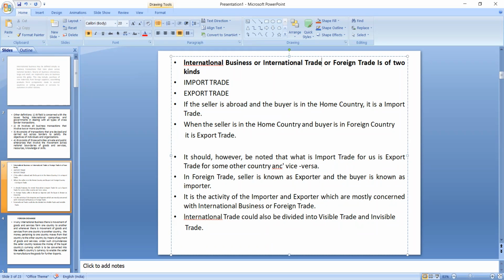So these two trades normally happen in business. It should be noted that what is import trade for us is export trade for some other country, and vice versa. In foreign trade, the seller is known as the exporter and the buyer is known as the importer. It is the activity of the importer and exporter that is mostly concerned with international business or foreign trade. International trade could also be divided into visible trade and invisible trade. At least you should know these basic concepts. What are the trades involved in international business?